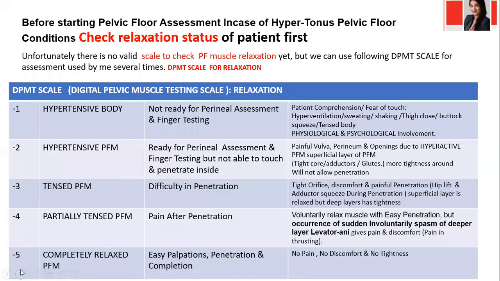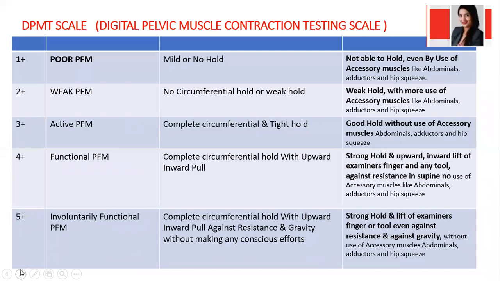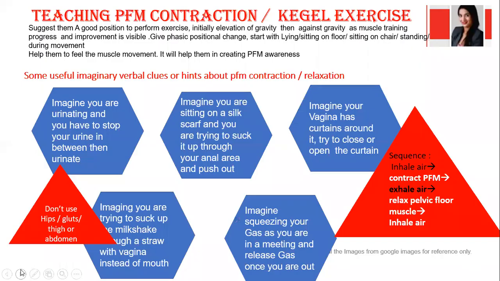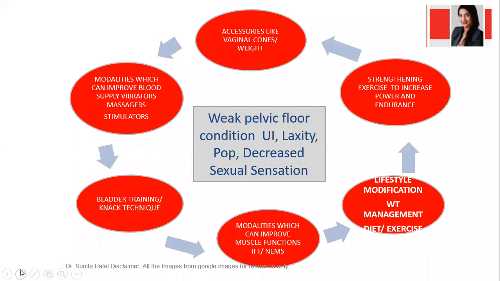And there are scales also. We can even use some scales just to check the health of the pelvic floor, whether the muscles are tight, or they are hyper, or they are hypo. And according to that, we can always help by creating a good strengthening protocol. If muscles are weak, we can give them strengthening exercises to increase power and endurance.